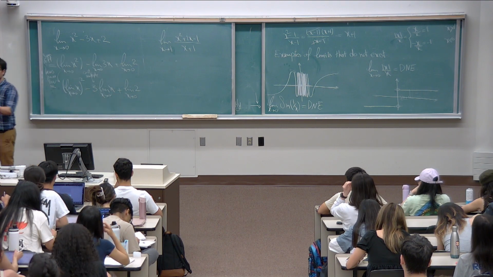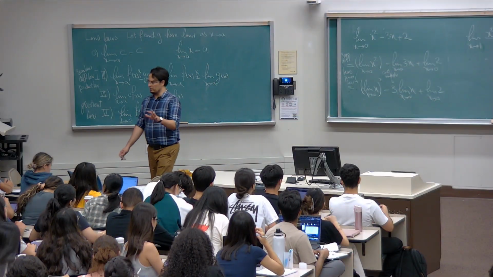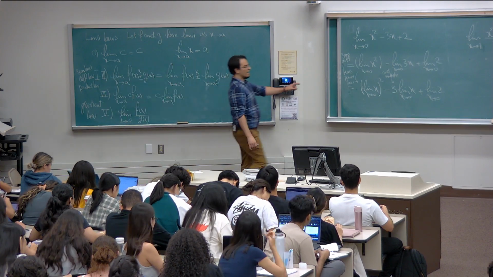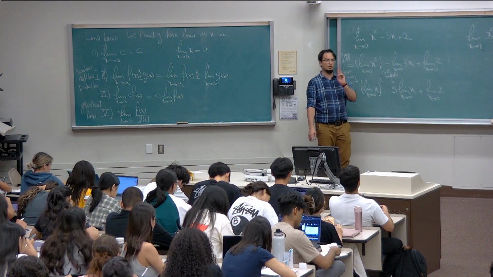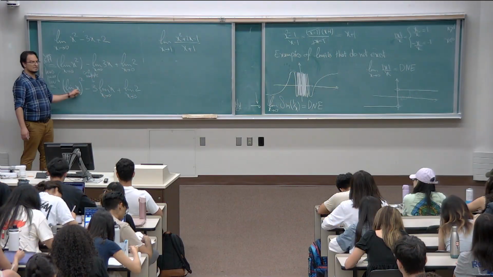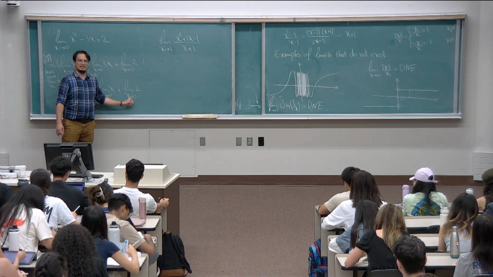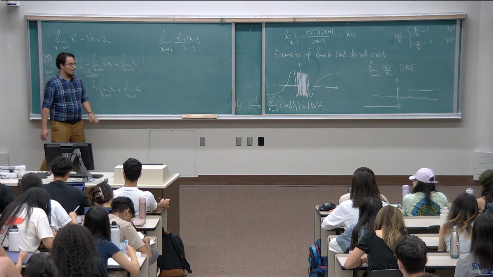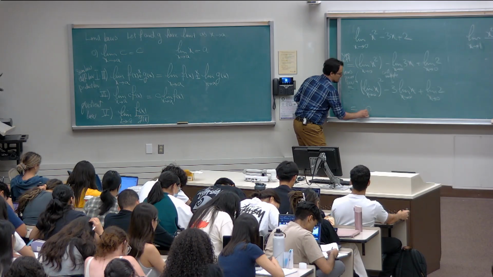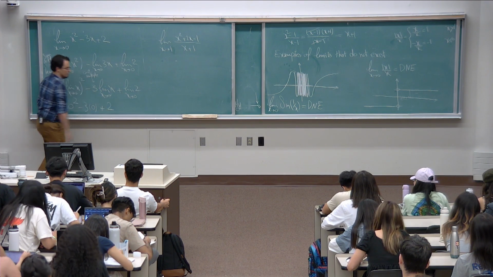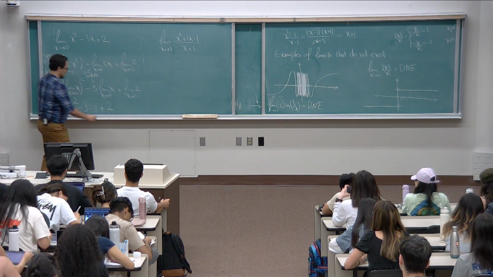So see, in the case of polynomials, I can follow these laws and turn everything down to only two limits: limit of x as x approaches something, and limit of a constant as x approaches something. And in this case, this will be 0 squared minus 3 times 0 plus 2, which is 2.